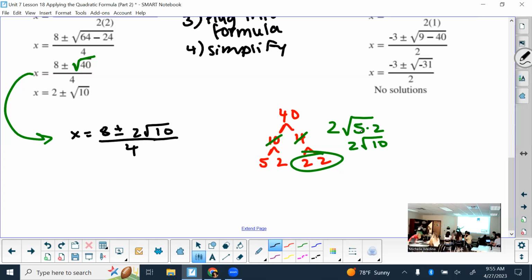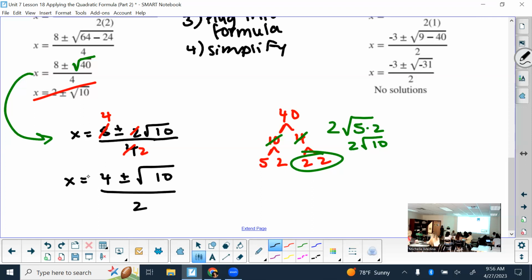Yeah. Two divides evenly into all of them, so you really should reduce that. What's 8 divided by 2? 2 divided by 2? 1, so that'll cancel. 4 divided by 2. So it looks like where they messed it up was in between this step, because that is not my answer. Okay, my answer is this. It's going to be 4 plus or minus radical 10 over 2.